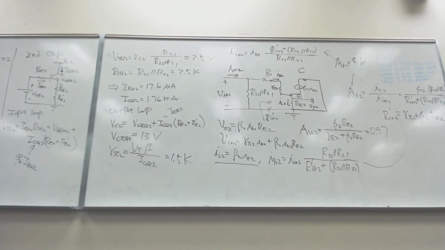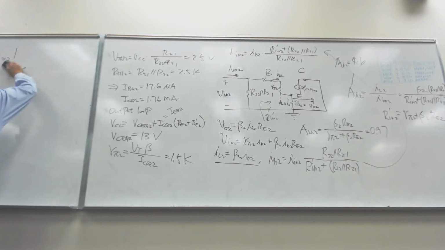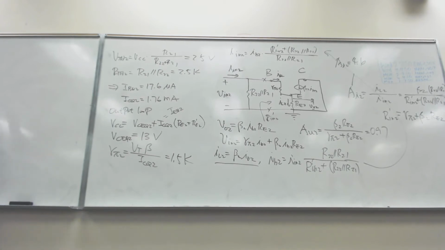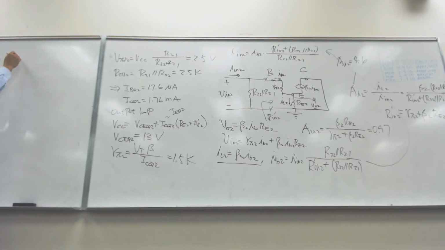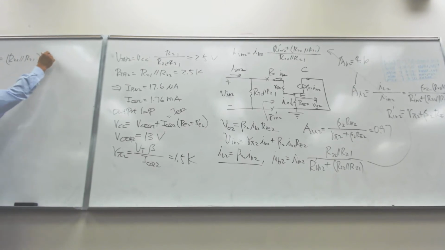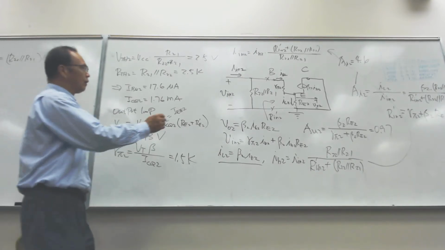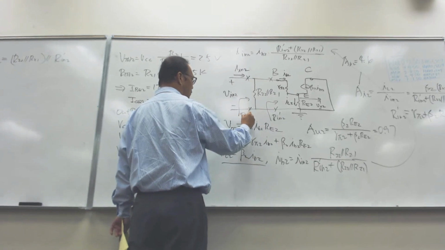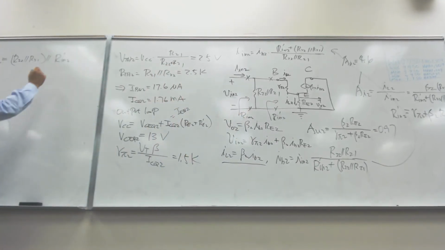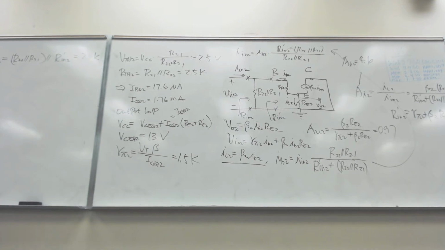So this is all I can do for the second stage. Or maybe I can do one more thing. I need to find out what is the input resistance of the second stage. It is R22 in parallel with R21 in parallel with RIN2 prime, correct? I'm talking about here. Here, it's called RIN2, and that is equal to 2.4K. Okay, so now I can go to the first stage.